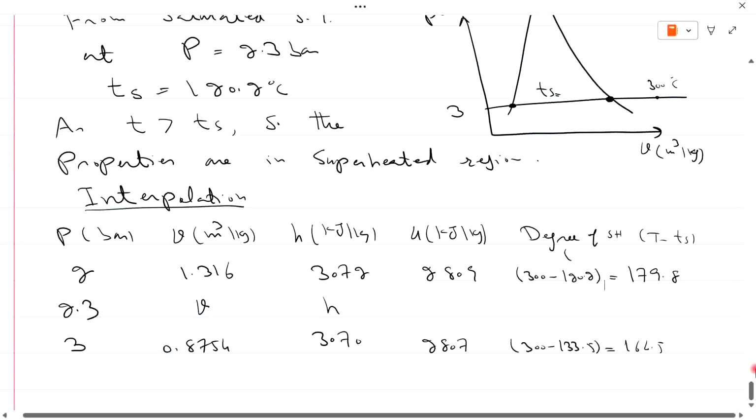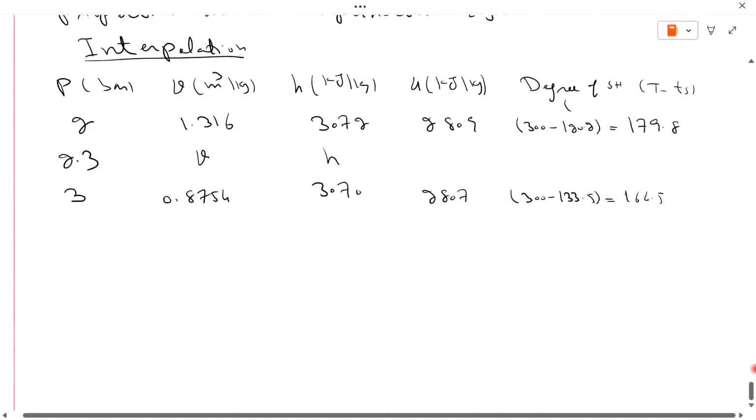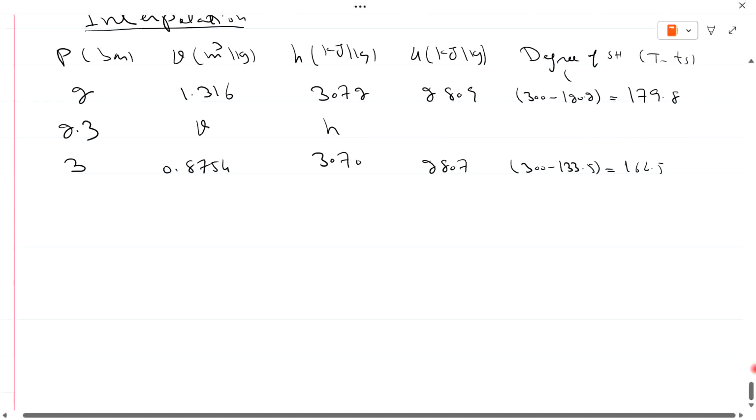I am checking this value from the saturated steam table. So at pressure equal to 2.3 bar, saturation temperature is 124.7 degrees centigrade. Now we do interpolation first for specific volume.